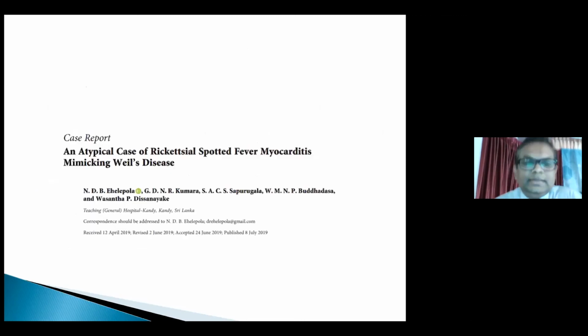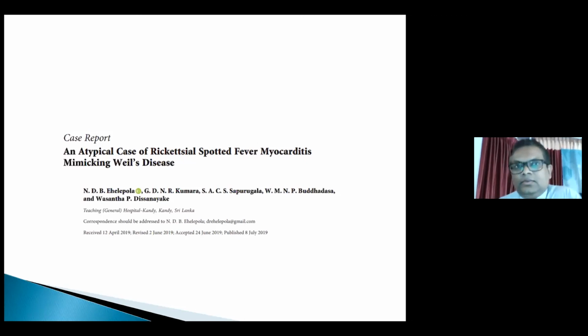Now, again, this is a case report recently published by a team led by Dr. Vasant. This case was reported from Teaching Hospital Kandy, an atypical case of rickettsial spotted fever myocarditis mimicking Weil's disease. This was published in July 2009. A very recent case report I found when I searched for literature.